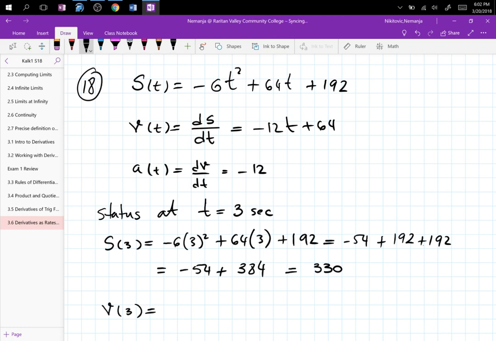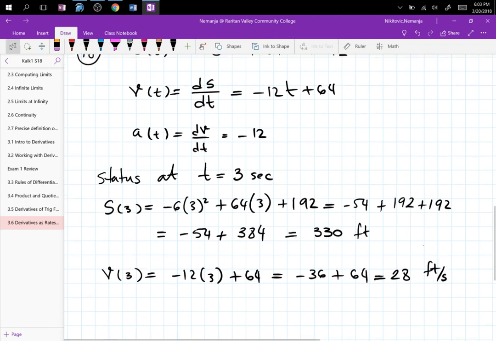Velocity at 3 seconds is going to be negative 12 times 3 plus 64. And that's going to be negative 36 plus 64, which is 28. Oh, I should write feet and feet per second. And acceleration at 3 is the same as any other acceleration, it is always negative 12. So I can get all of the specs on this.